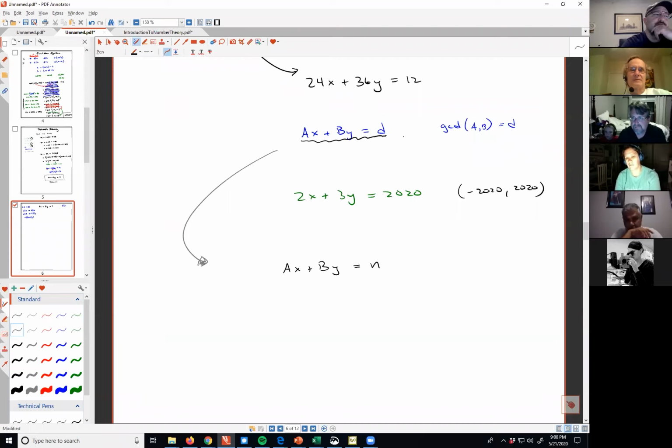When does it have no solutions? It seems like any other case it doesn't. If the GCD of a and b does not divide n, then the left-hand side will be a multiple of the GCD, and the right-hand side will not necessarily be, so we'll never have any solutions.